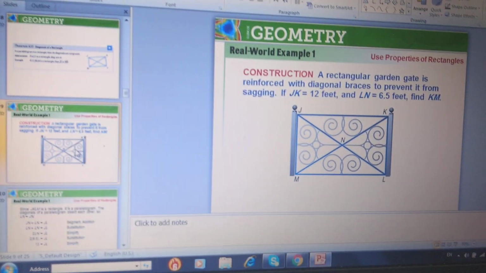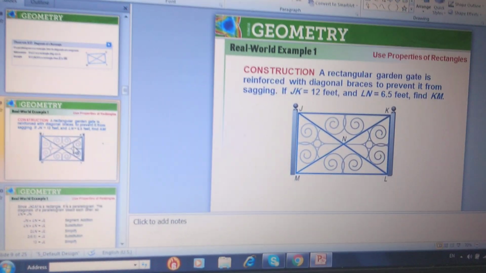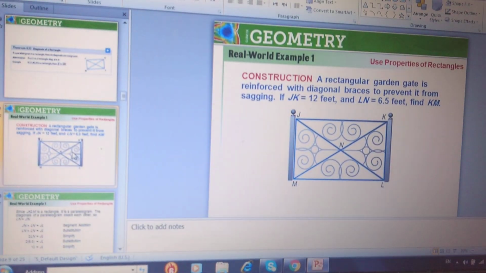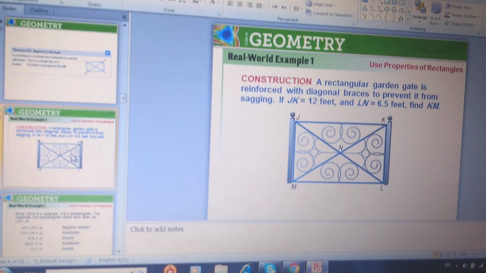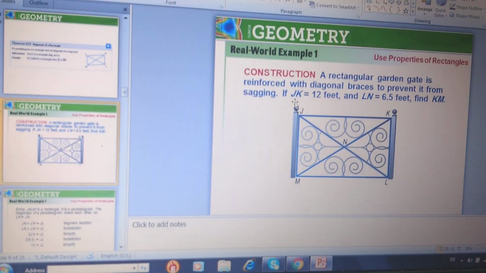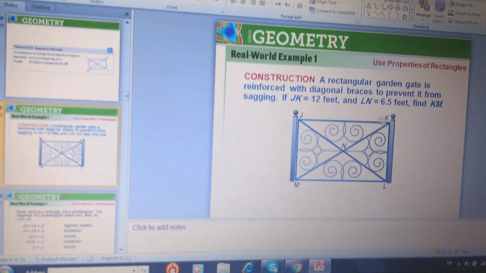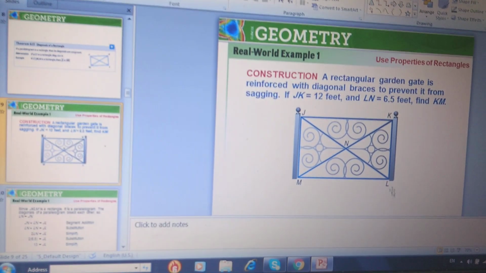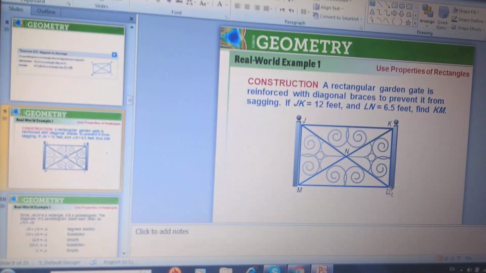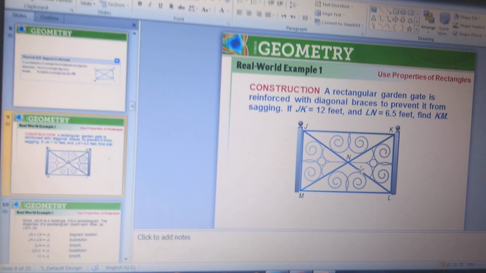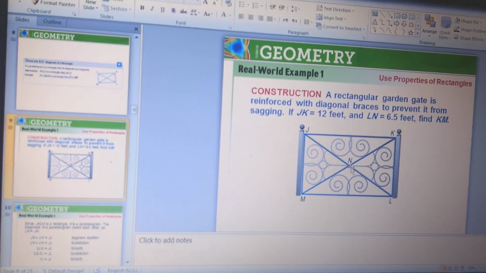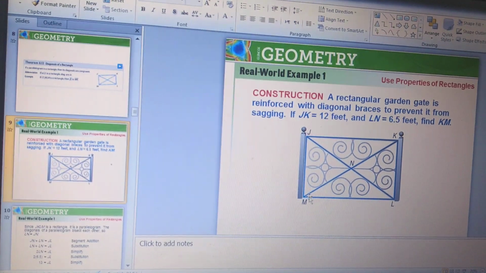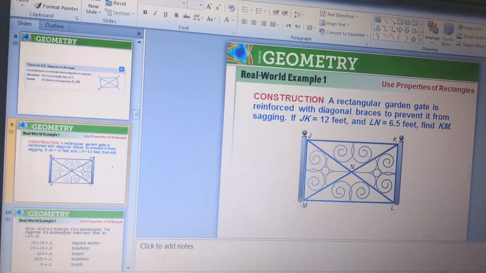See here. Construction. A rectangular garden gate is reinforced with diagonal braces to prevent it from sagging. If JK, the length, equals 12 feet, and LN is this, half of the diagonal. Again, LN is what? Half of the diagonal, equal to 6.5 feet. Find KM. KM is the complete diagonal.